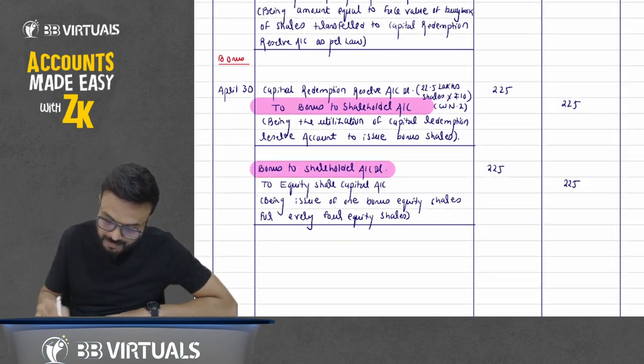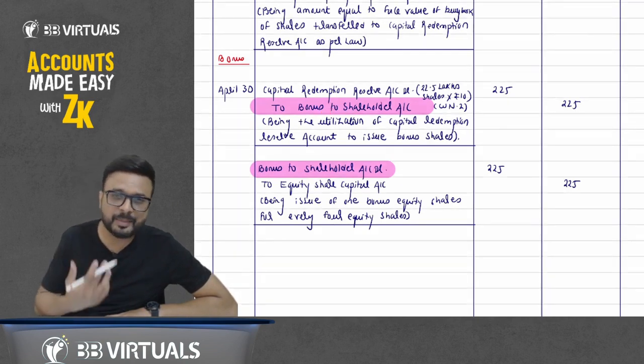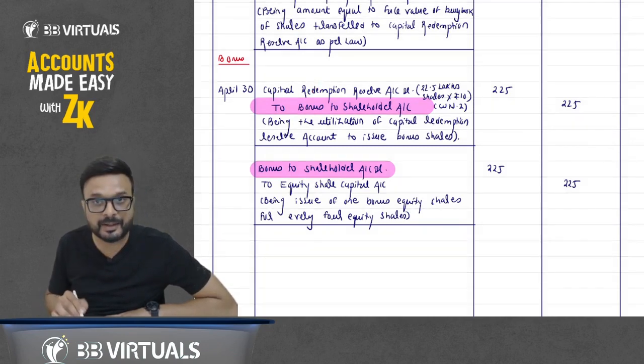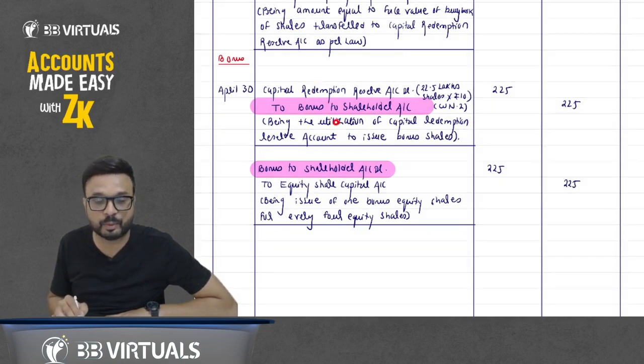So first we have credited here bonus to shareholder. Now you have debited here, so you have cancelled it. So ultimately what entry have you passed? You have passed reserve account debit to equity share capital. Yes or no? Reserve account debit to equity. You have cancelled this bonus to shareholder.